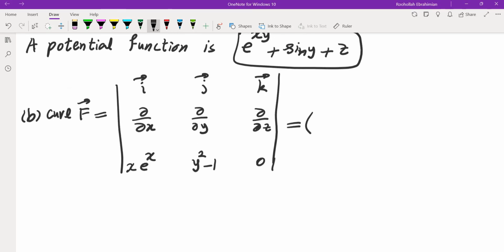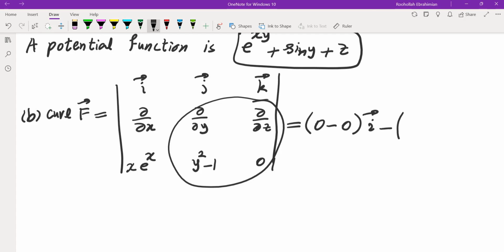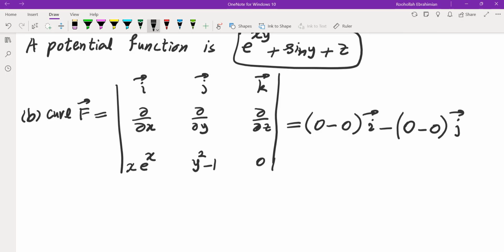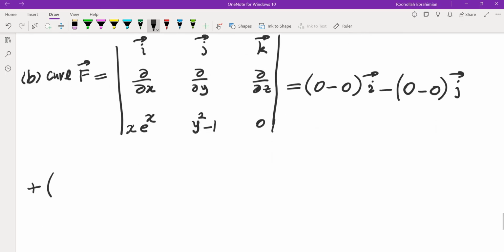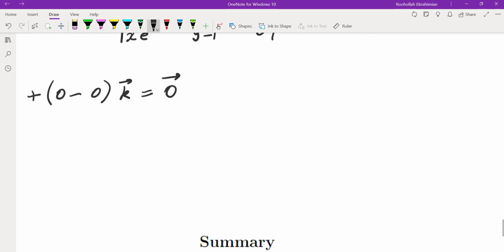Let's evaluate the determinant. So the first one is partial of 0 with respect to y, that's 0, minus partial of y squared minus 1 with respect to z, that's also 0. The next one is also 0 minus 0, j. And the last one is partial of e to the x with respect to y, which is 0 again, and partial of y squared minus 1 with respect to x, which is also 0. So this is equal to the 0 vector.